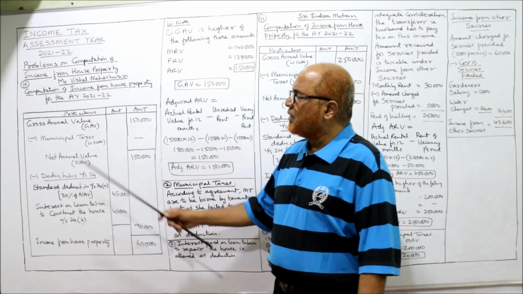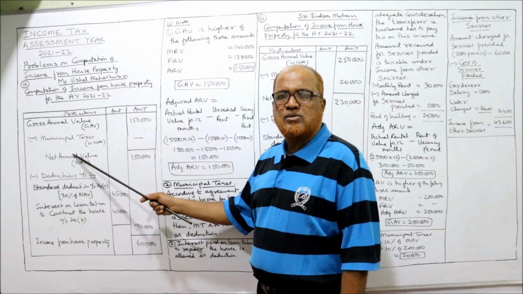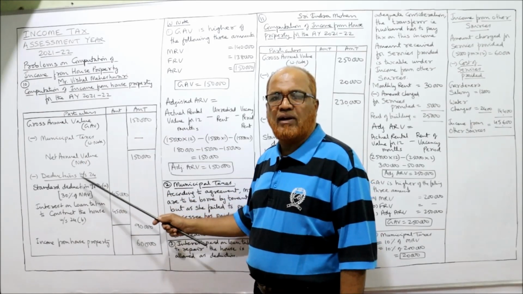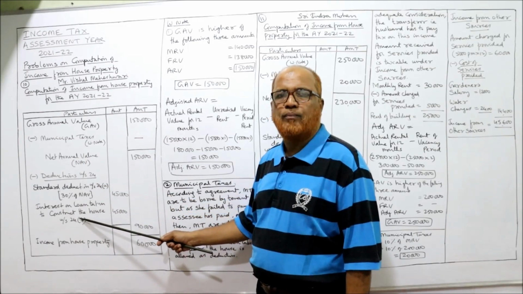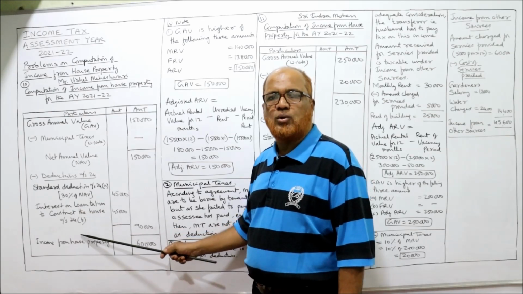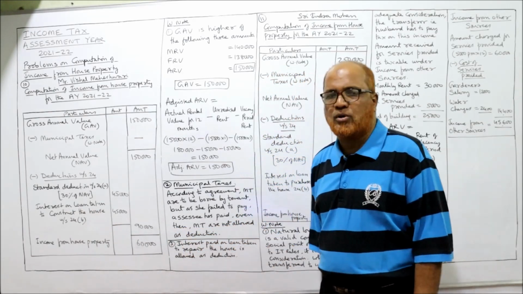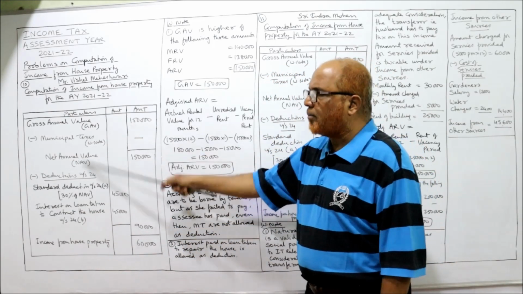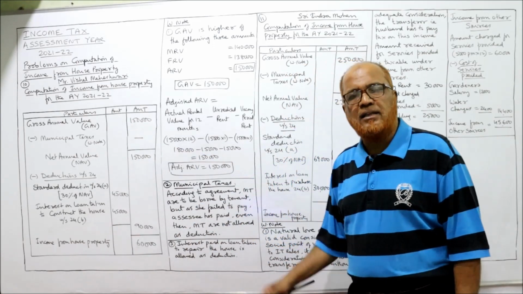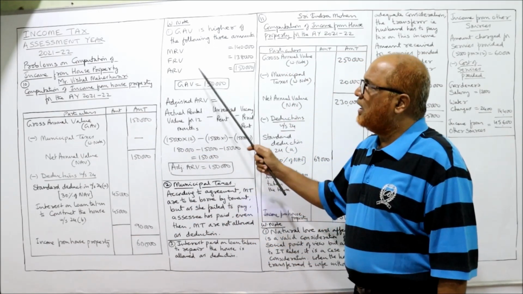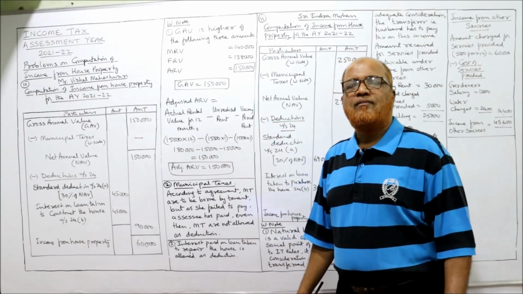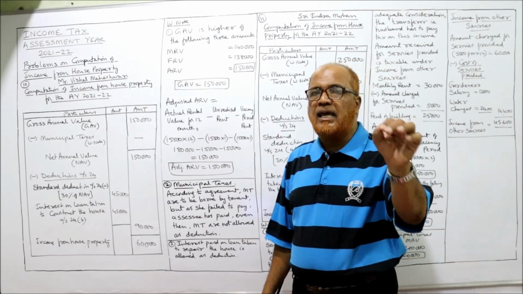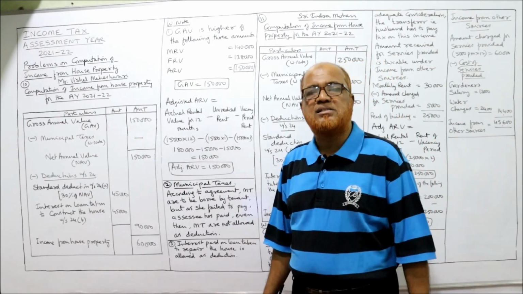The format: GAV, gross annual value, less municipal taxes, we get net annual value, less deductions under section 24. 24A, standard deduction. 24B, interest on loan, income from house property. First of all, you should make the blank format, and then the working notes. In working notes, first of all, we have to calculate adjusted ARV because there is a vacancy period.